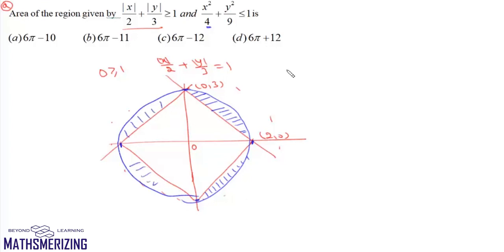Now we know that the area of the ellipse will be pi AB. So it will be pi, and then A is 3 and B is 2. So pi AB minus the area of these 4 triangles. So it will be 4 times 1 by 2, and then this area will be 2 into 3. So this 2 and 2 will cancel. So we'll get 6 pi minus 12. So the area of this region will be 6 pi minus 12, and that's your option number C.